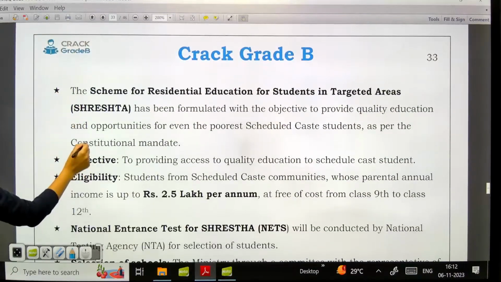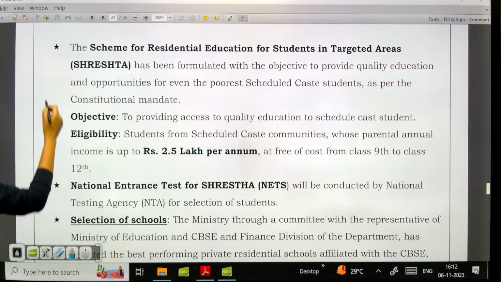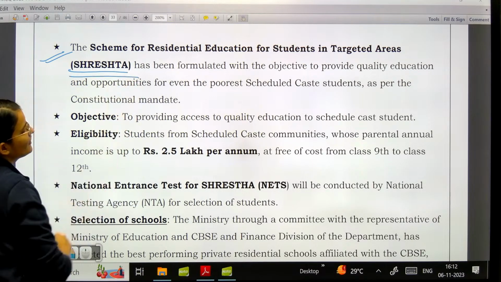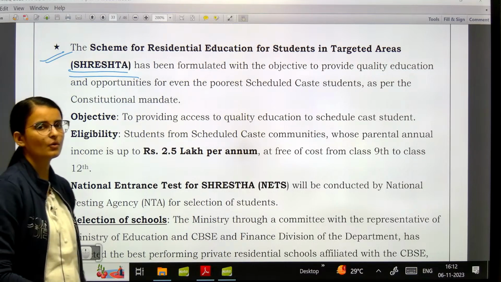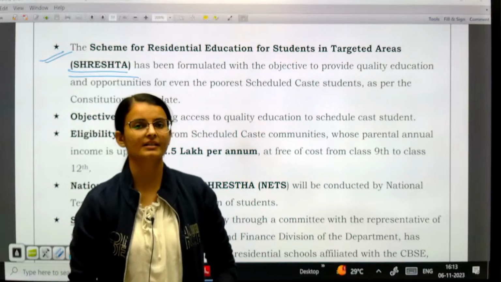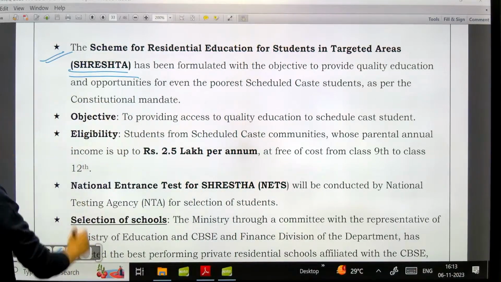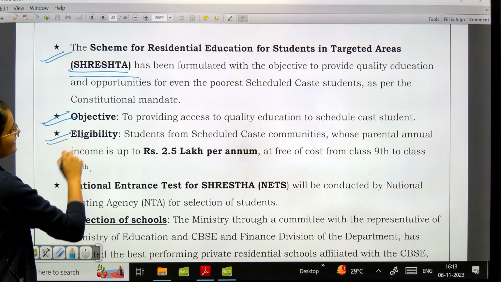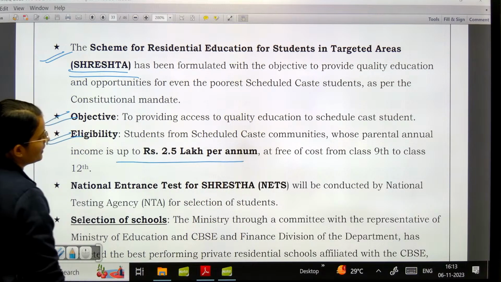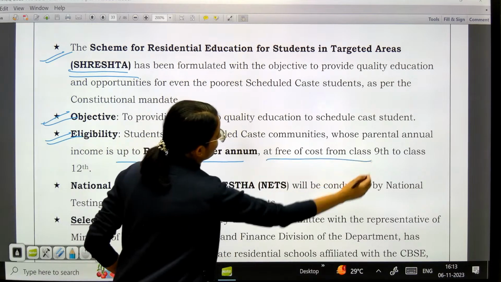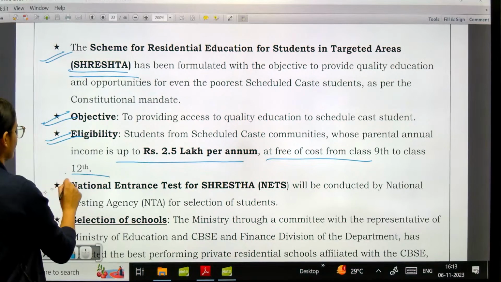Now let's read about the Shrestha scheme. The Scheme for Residential Education for Students in Targeted Areas. This is the full form. This has been formulated with the objective to provide quality education to the SC students and bring them at par with other students, okay? And the objective is to provide access to quality education. Eligibility is that family income should be up to 2.5 lakh per annum and it is free of cost from class 9 to class 12.